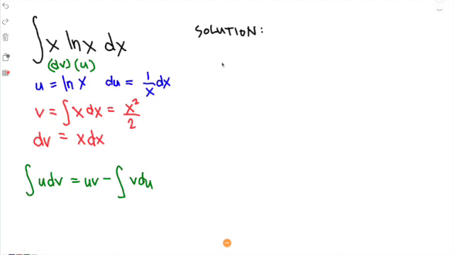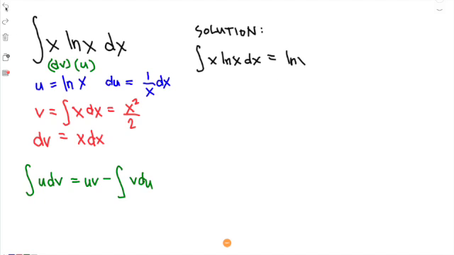So our first answer for the integral of x ln x dx, that's the integral of u dv, that would just be equal to u times v. So u is ln x.